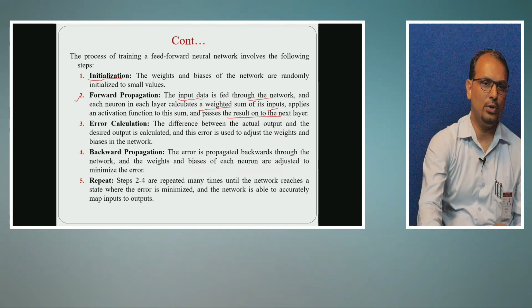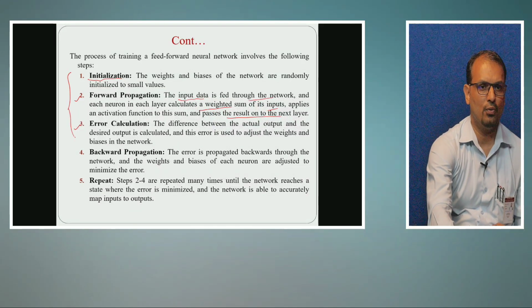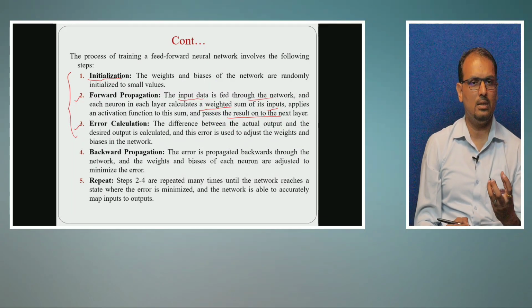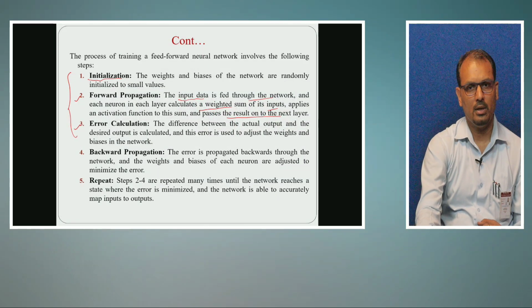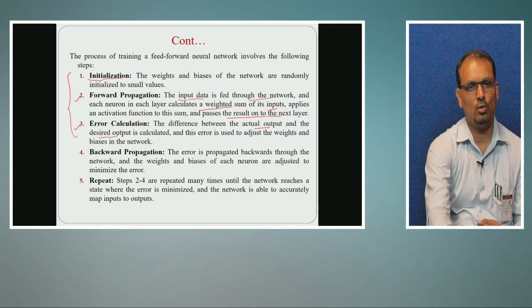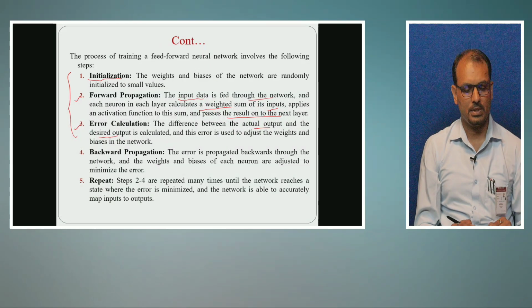And finally we are going to calculate the error at the last step. These are the three steps we are going to follow for the feed forward neural network. How are we going to calculate the error? The difference between the actual output and the desired output. That's it. With one example I am going to discuss all these three steps in detail.